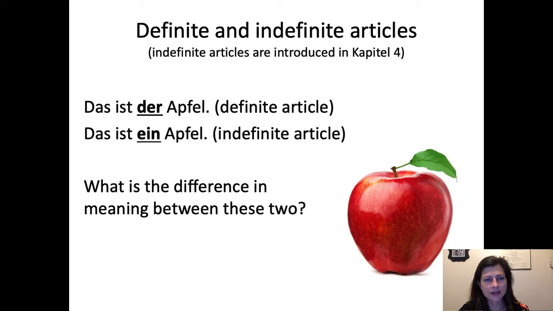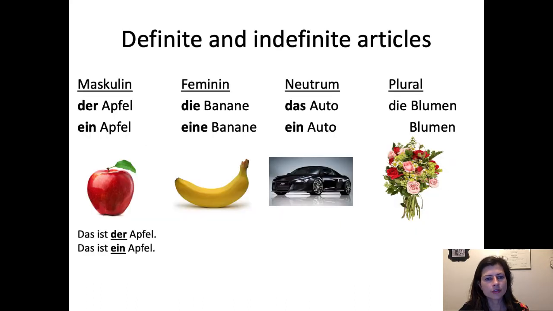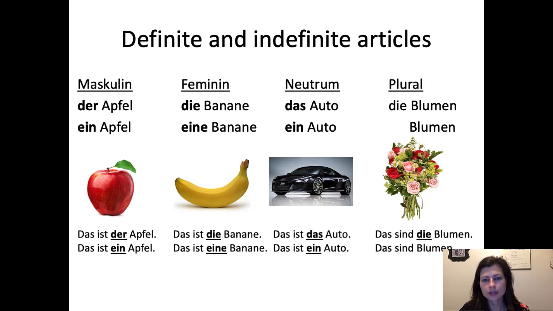Ein is a or an in English, right? Yeah, ein, a or an. Das ist ein Apfel, this is an apple. So you could say, for example, das ist der Apfel, this is the apple. Das ist ein Apfel. This is an apple. Das ist die Banane. Das ist eine Banane. This is a banana, etc. These are all the nominatives, right? Definite articles and indefinite articles in the nominative.